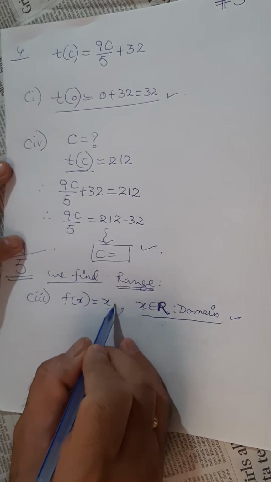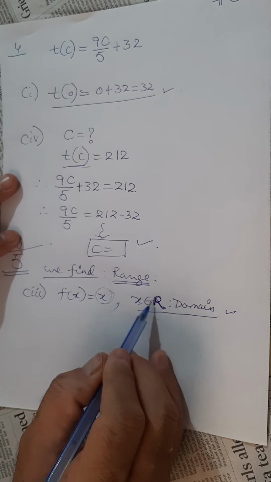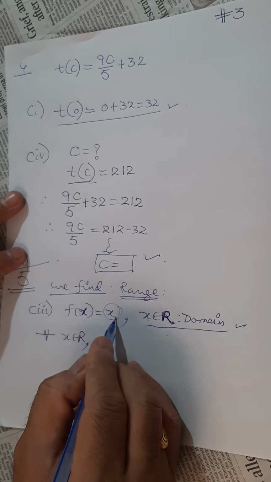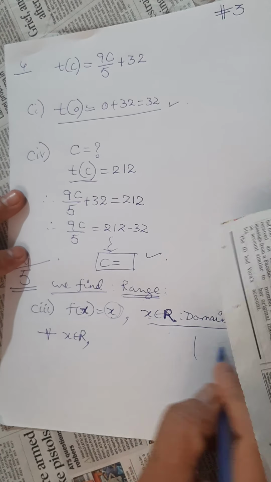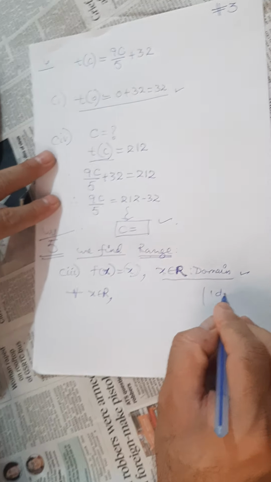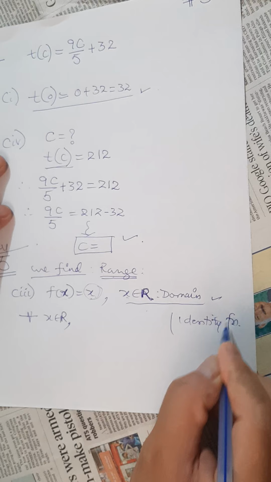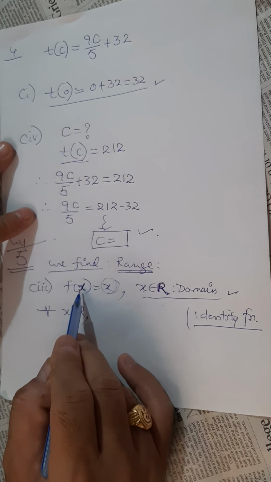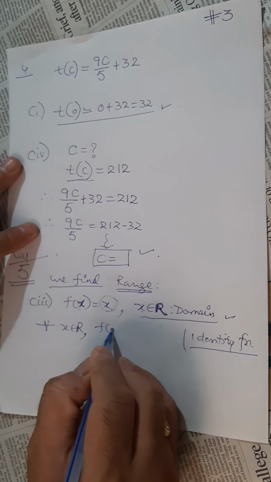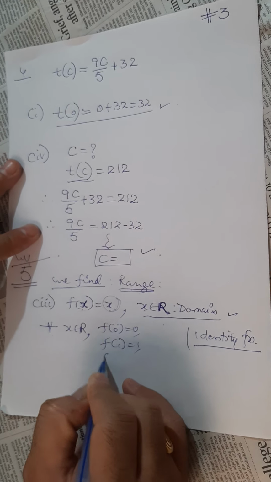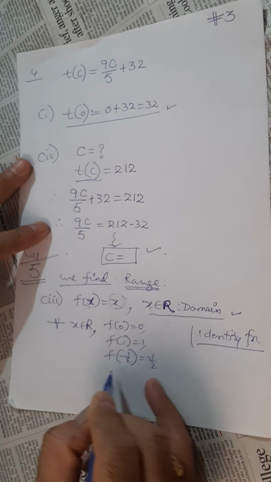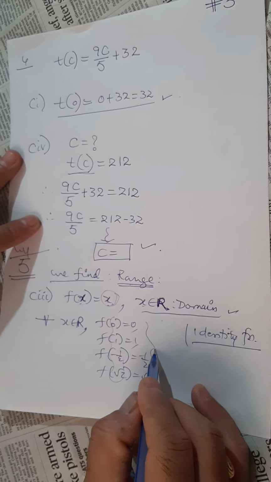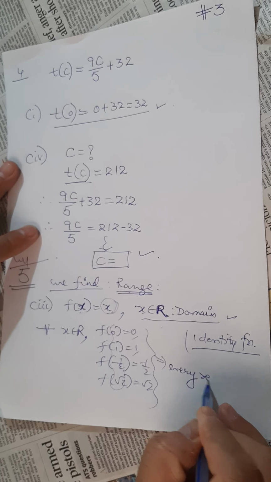Now if you recall, this is a linear function and the domain is R. So here for every x belonging to R, the image is itself. So this is indirectly the identity function, if you remember the first type. So for every x, the image will be itself. If I put 1 here, 1. If I put 2 here, 2. If I put 1 by 2, 1 by 2. If I put 0, it is 0. If I put minus 1 by 2, your answer will be minus 1 by 2. If I put root 2, it would be root 2. So you'll get every number here, every real number.